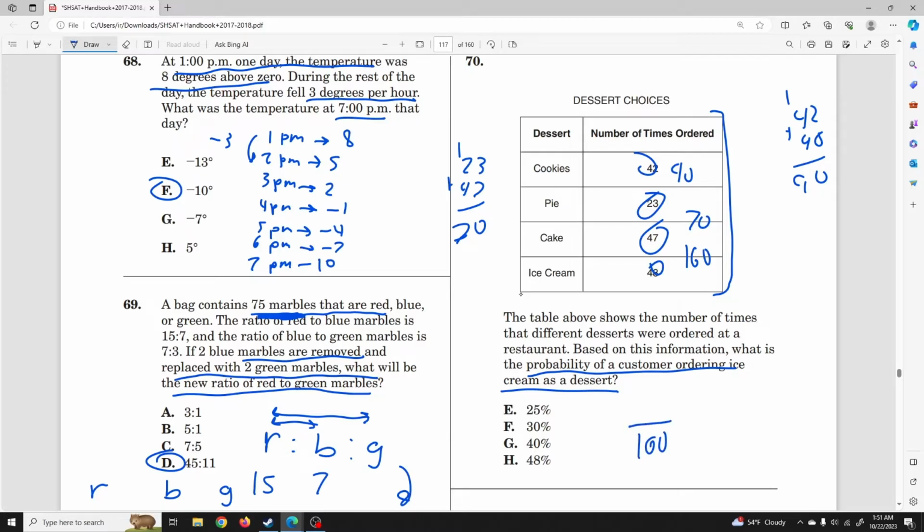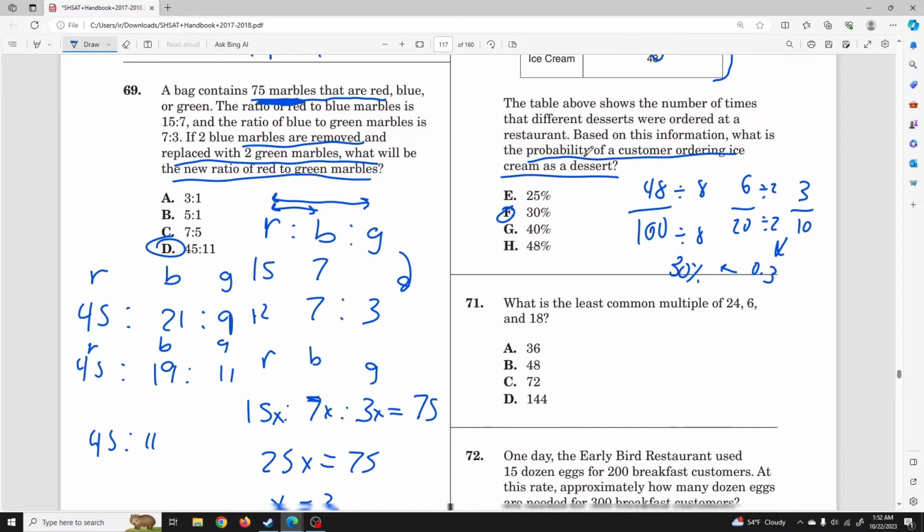And the amount of people that ordered ice cream is 48. So here's our part over our whole. We have 48 over 160. We can divide by 8 on top and bottom because we needed to simplify this. We get 6 over 20, and we could just divide both these by 2 to get 3 over 10. 3 over 10 is equal to 0.30, which is equal to 30%. So F, right? All we did there was just simplify that fraction.